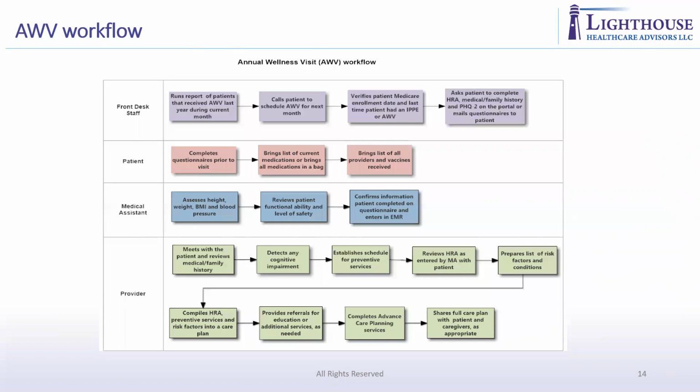So then the provider is going to meet with the patient and review everything that they've submitted ahead of time. They're looking at this in their EMR and they're going to check off that the medical and family history is complete. They're going to assess the cognitive impairment, do those assessments right then and there. They're going to establish a schedule for preventive services, and then review the health risk assessment as it was entered in by the medical assistant. They're going to prepare a list of risk factors and conditions, and then compile the health risk assessment, the preventive services schedule, and the risk factors into a comprehensive care plan.